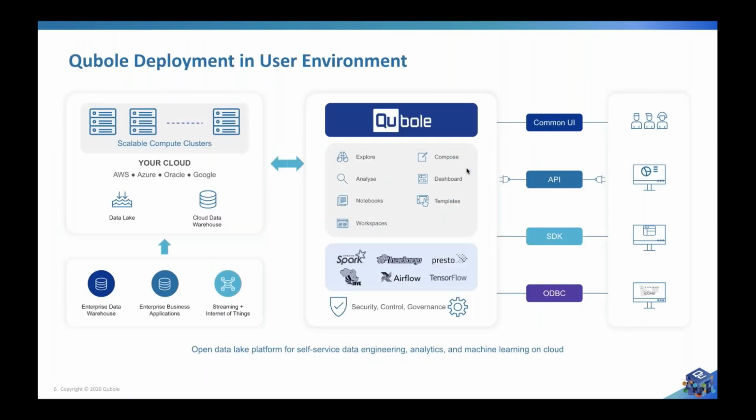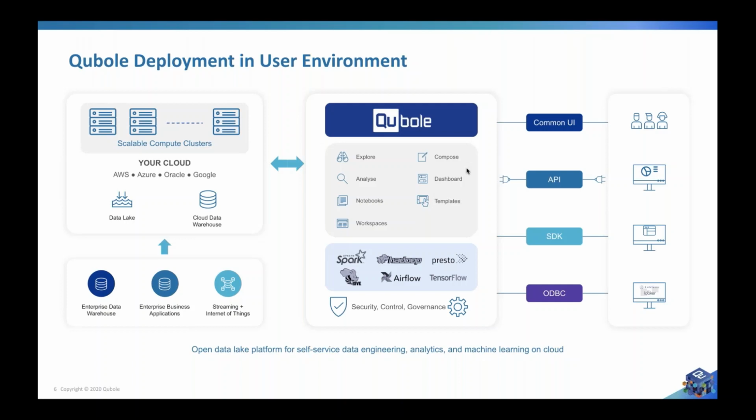Now, this is the Qubole deployment environment, or basically an architecture. You see three layers. The middle is what we call the Qubole data plane. That is what we deploy, the Qubole. Then you have the left side where Qubole engines are spun off, and the right side is basically the consumption layer, where you have the different personas that I spoke about.